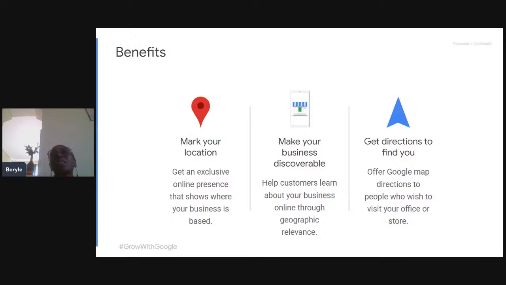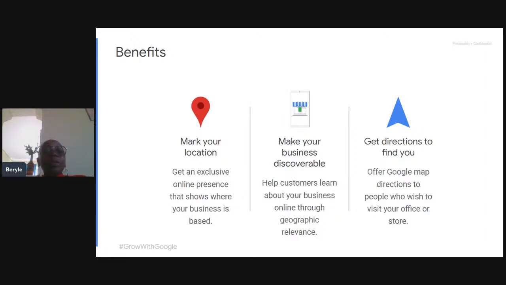All right. And what are some of the benefits that you get from placing your location on Google Maps? Why is it important to have your business on satellite view? All right. So the first thing, you get to mark your location. You get an exclusive online presence that shows where your business is based.